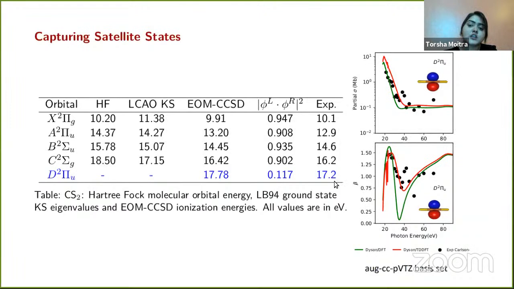By Koopmans' theorem, this should be due to ionization from the 4 sigma U orbital. But the ionization energy corresponding to ionization from the 4 sigma U orbital is much, much higher in energy. Incorporating correlation via the UMCCSD Dyson orbitals, we obtain it at 17.78 electron volts. What we see is that the Dyson norm is quite low. This has been identified as a satellite state of pi U character.